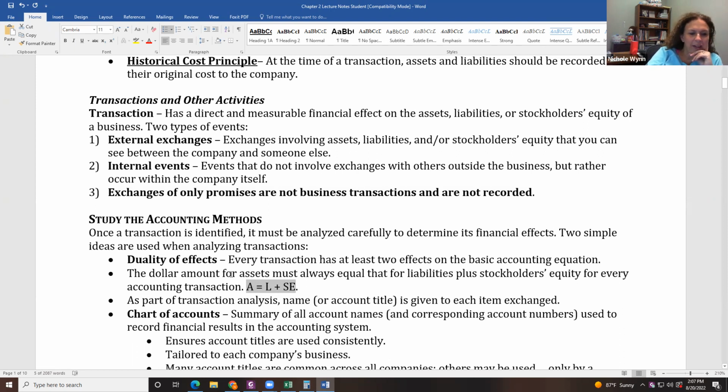And so that's why every transaction will affect two things. So we're always keeping it in balance. So the next thing is the chart of accounts.